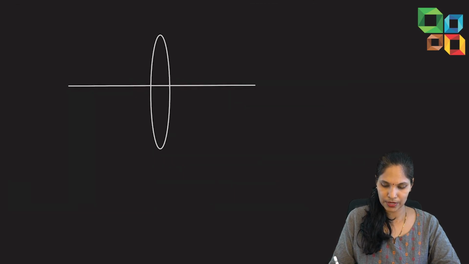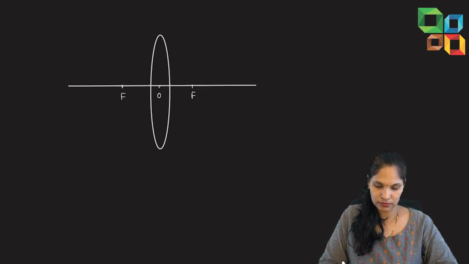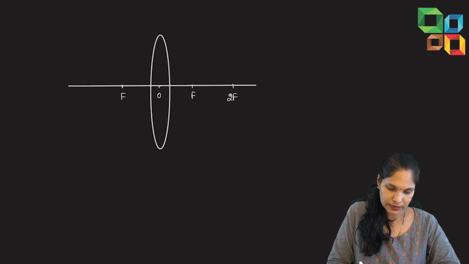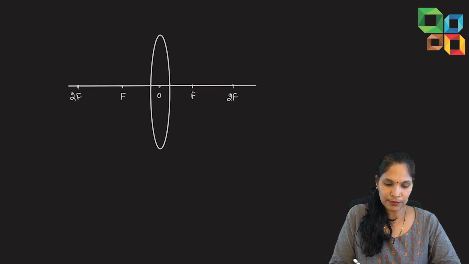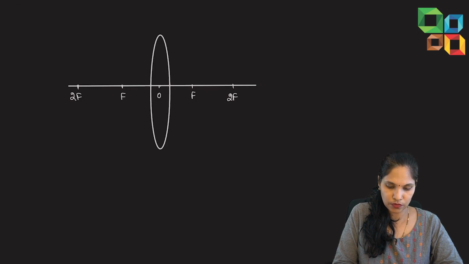So this is the principal axis. This is the optic center. Take care of the distance F. I'm not really measuring it, but almost making it look geometrically proper. Double the distance is 2F. Exactly double the distance is 2F. Okay. Now I'm going to get the images. So, image formation.